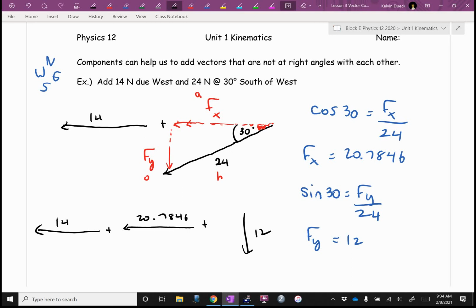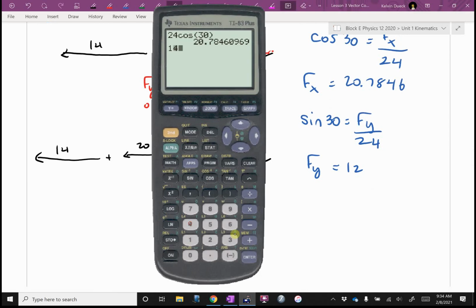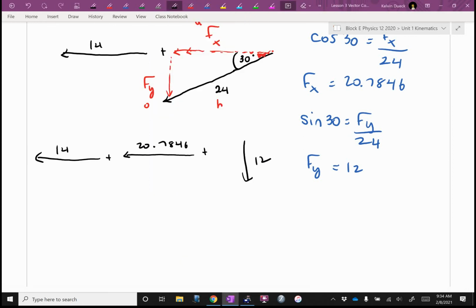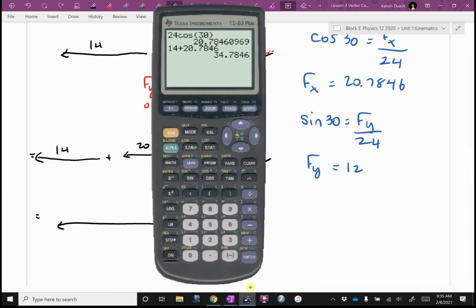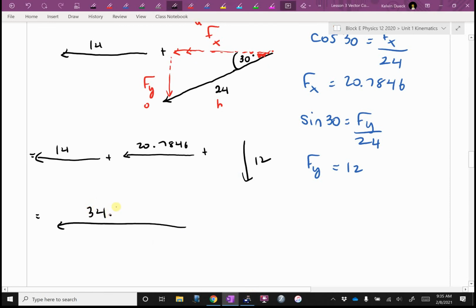Yeah. Oh, what if that 20.7846 had been pointing east instead of west? Then, Jack, I would have just gone winner minus loser. Bigger minus smaller. Are they both in the same direction? So now I'm going to argue that this is really one vector that's 34.7846 long plus 12 long.